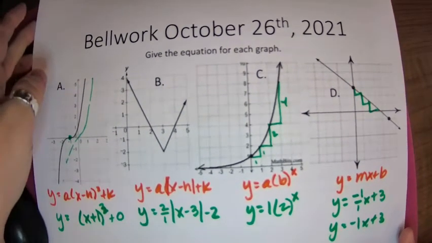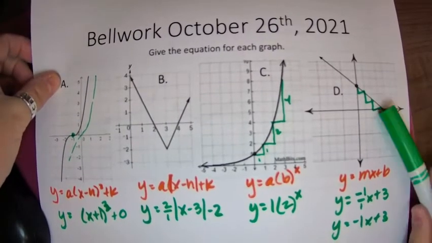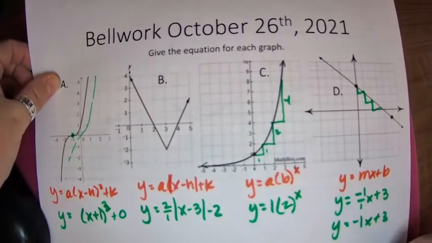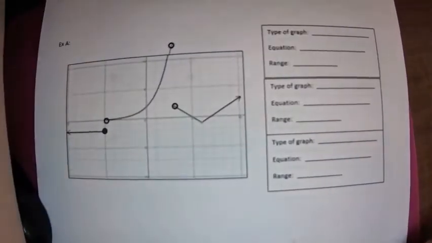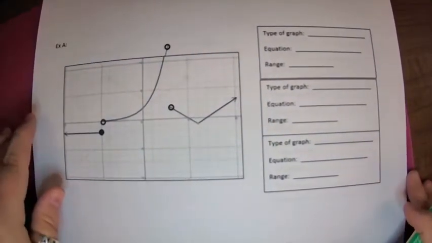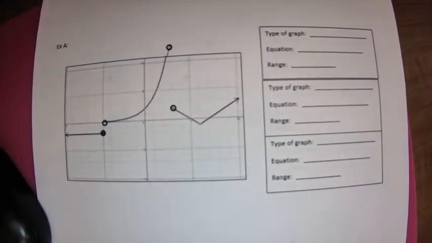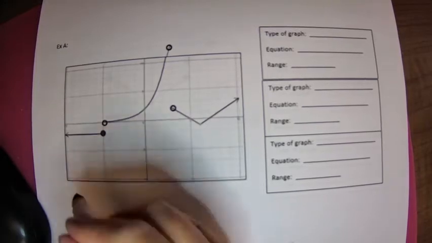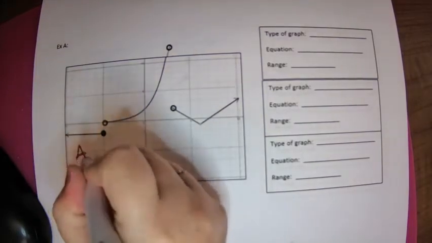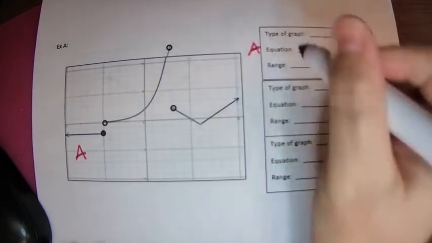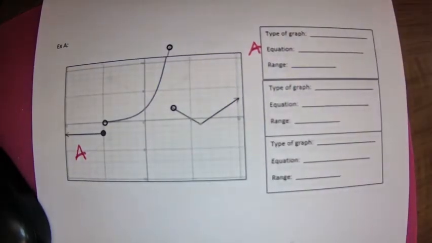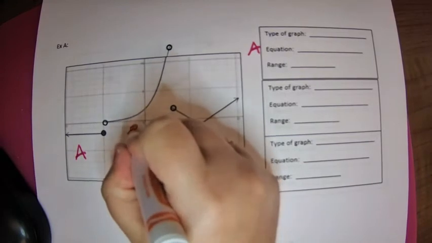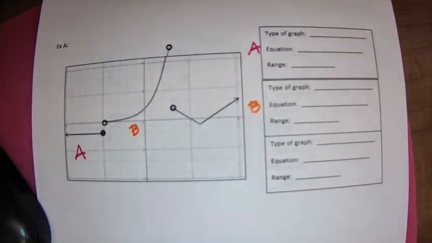But what's going to happen with piecewise is they'll give you a graph, but only part of it, not the whole thing. So here's where we're going to start with our notes. What I like to do first is establish that I'm going to talk about one graph and then a second one after I've finished the first, and then the last one.